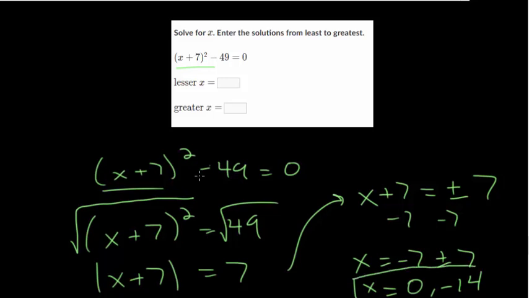And from here, you just want to check your work. So if you plug in 0 up here, you get 7 squared, which is 49, and minus 49 would give you 0. Likewise, minus 14 plus 7 would be negative 7, and we're going to square that, which gives you positive 49, and you do get back to 0 when subtracting 49. So this is definitely the right answer because we were able to check it.